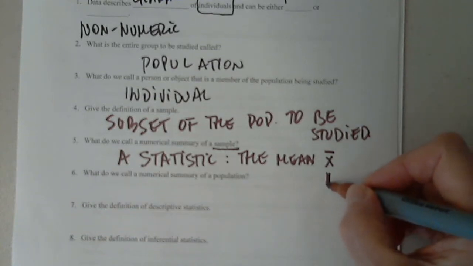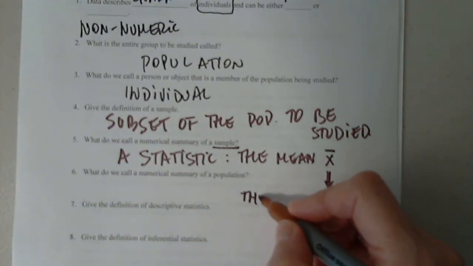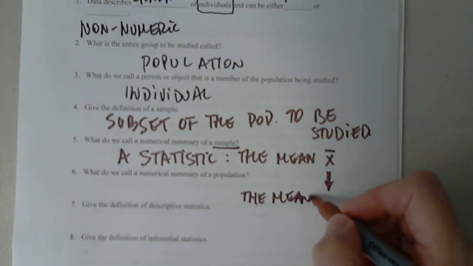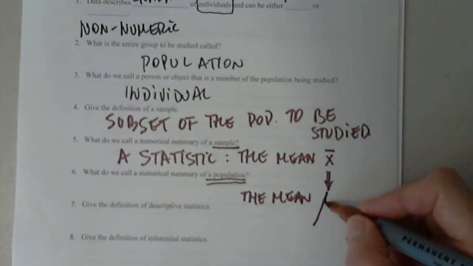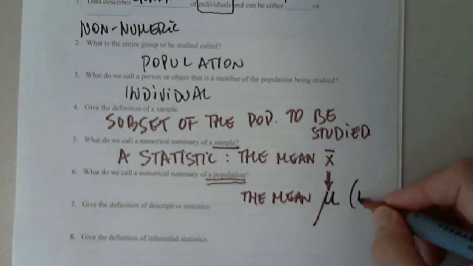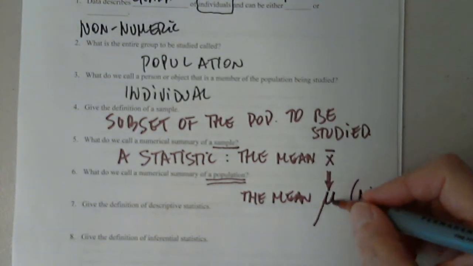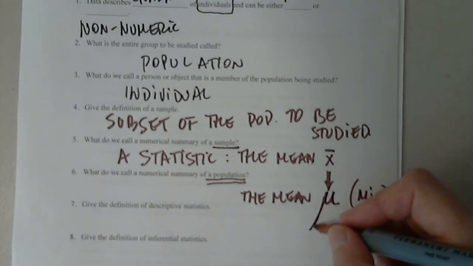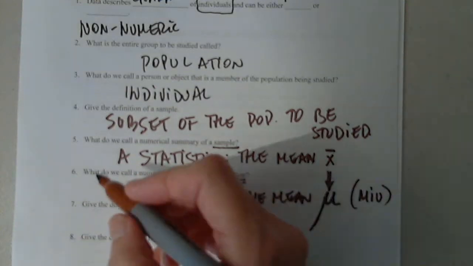What do we want to conclude? That the mean of the population, which will have a totally different notation, is the Greek letter mu. Mu. It's a U with a long tail. What do we call a numerical summary of the population? Well, that is called a parameter.